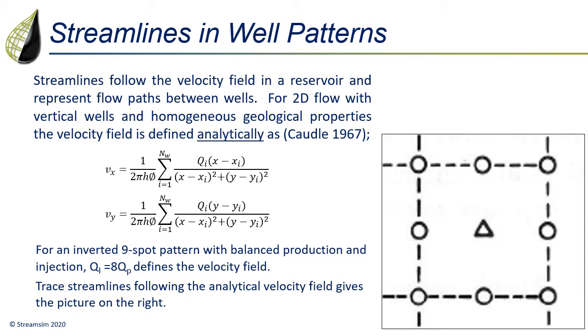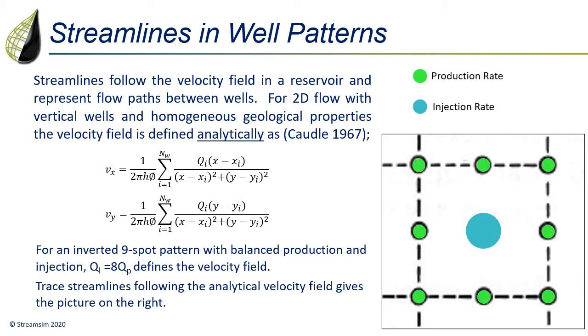Another way to compute WAFs is to use streamlines. Streamlines follow the velocity field in a reservoir and represent flow paths between wells. For 2D flow with vertical wells and homogeneous geological properties, the velocity field in the x and y directions is defined analytically as derived by Cottle. Here, Qi is the rate and xi and yi are the positions of well I.